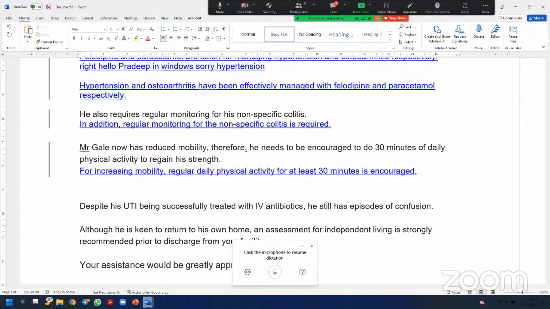Increasing mobility, regular daily physical activity for at least 30 minutes is encouraged.